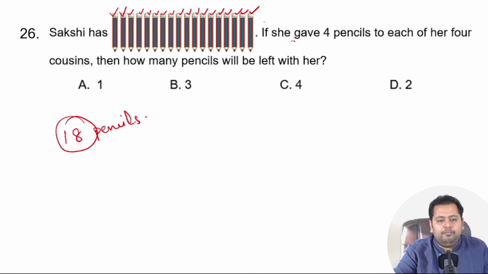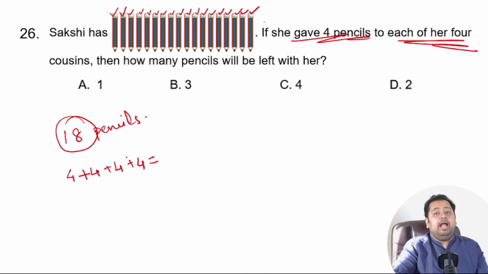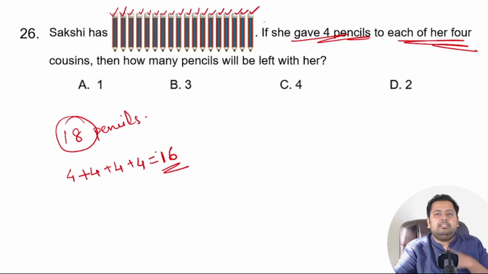Now, if she gave 4 pencils to each of her 4 cousins, how many pencils had Sakshi given to her cousins? So this is 4 plus 4 plus 4 plus 4, which is like 4 times 4, addition of 4 four times, which is nothing but 16. So Sakshi gave away 16 pencils to her cousins.